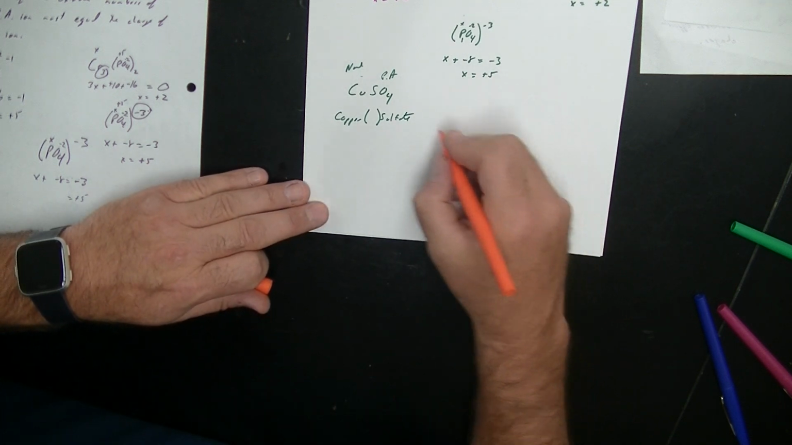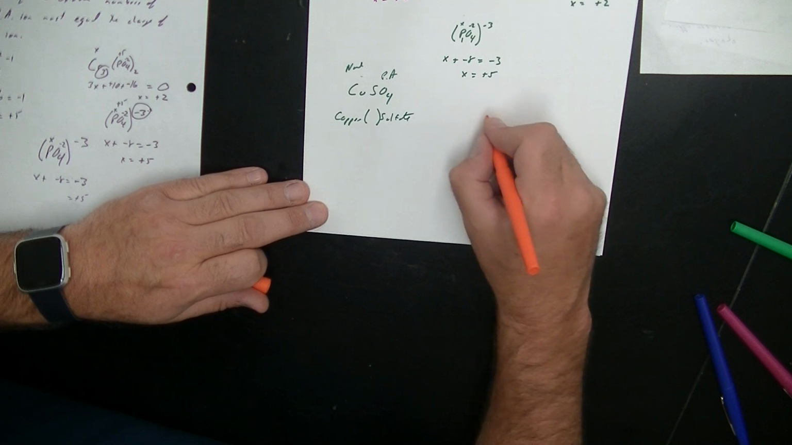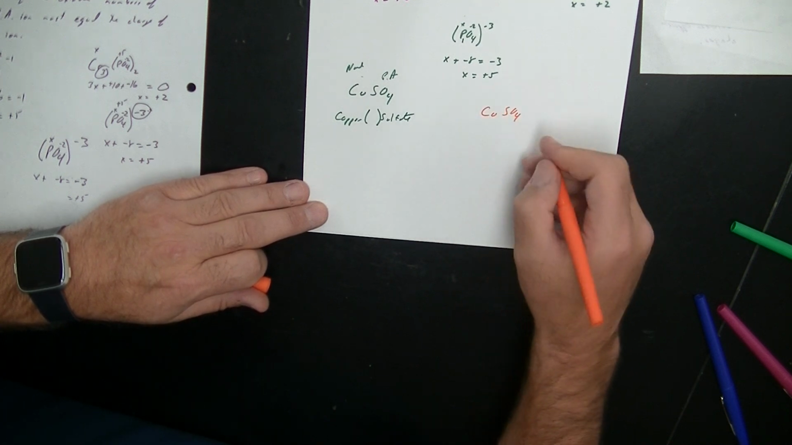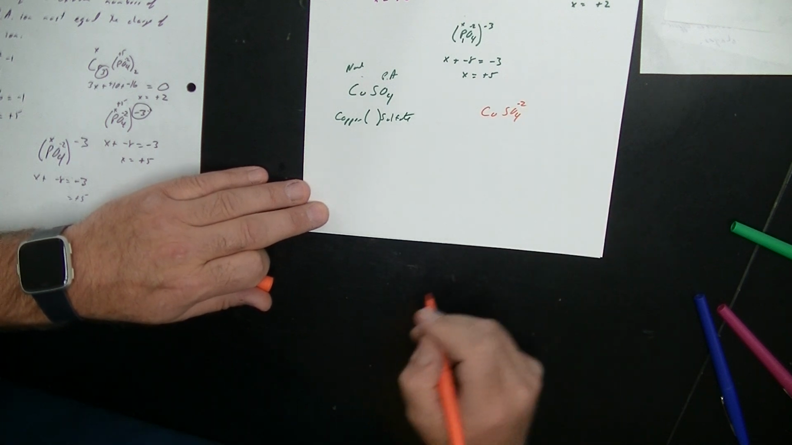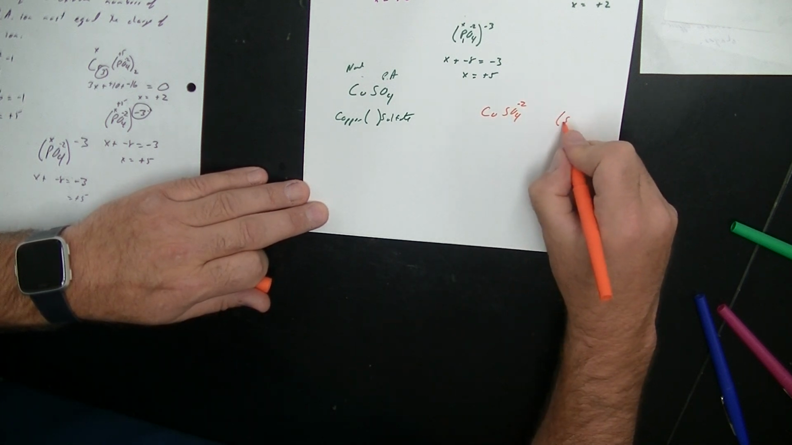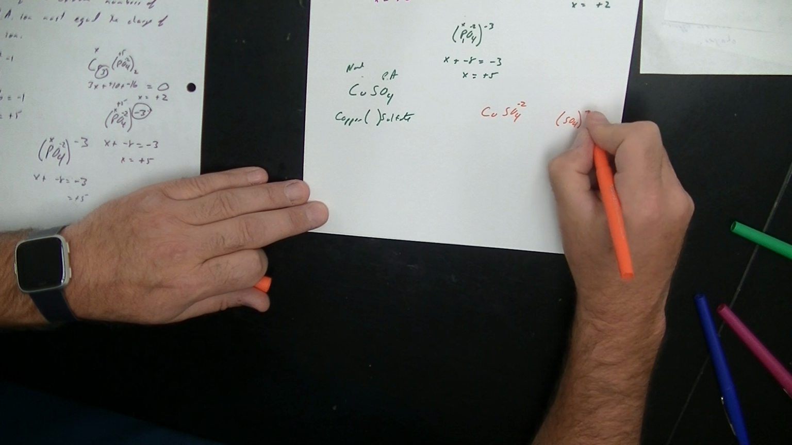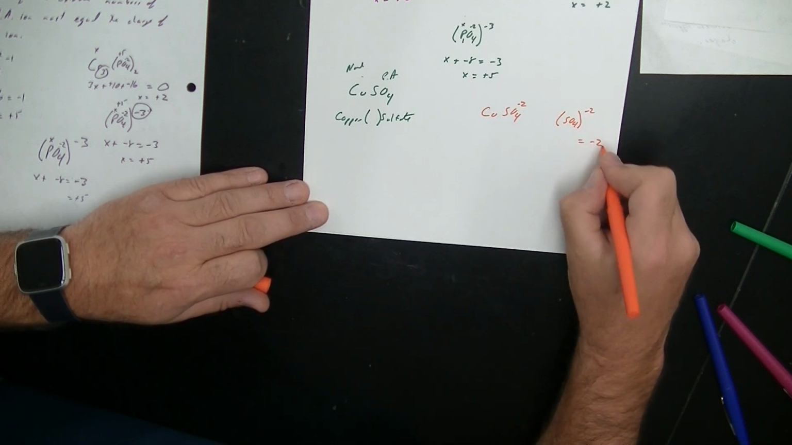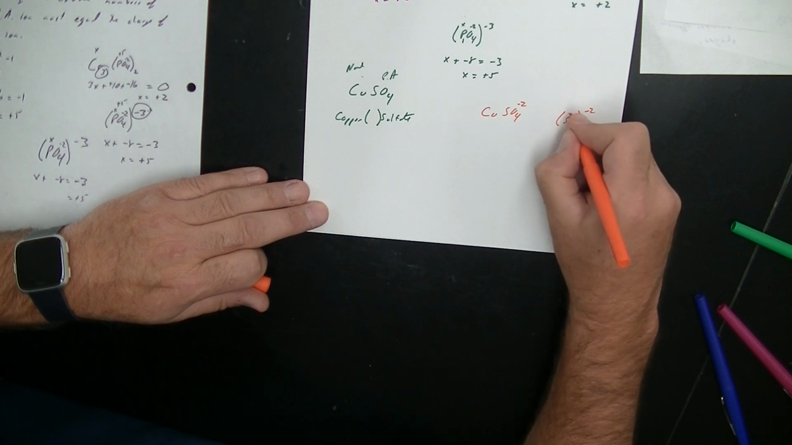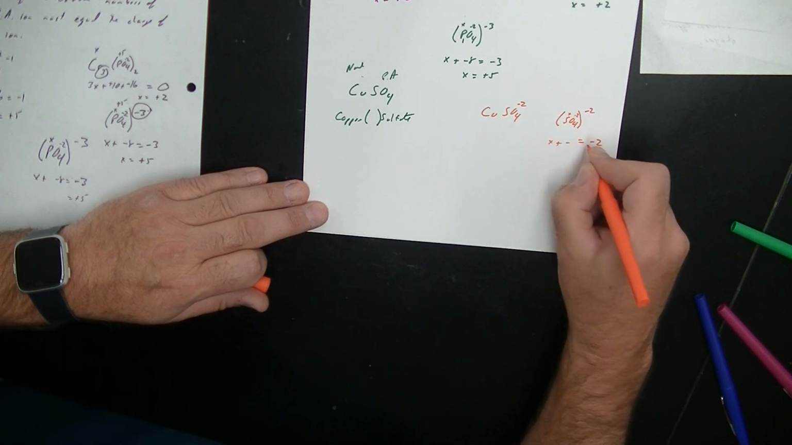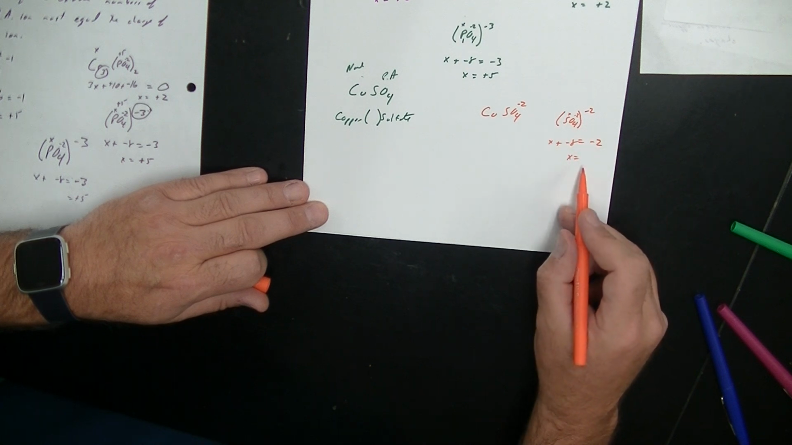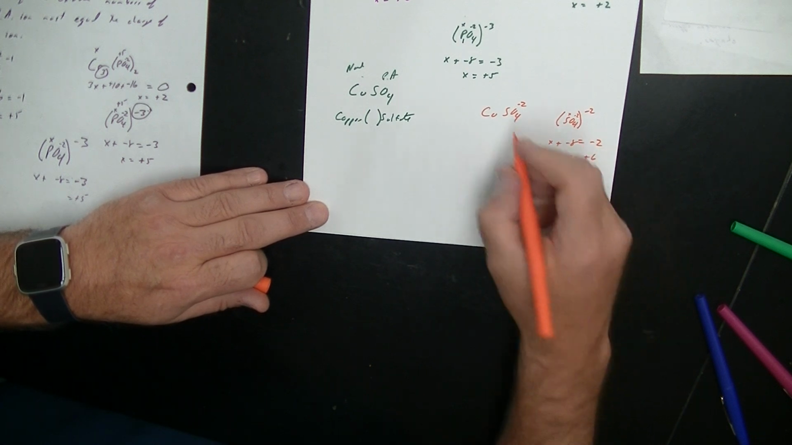So let's just go over here, CuSO4. There is no rule for copper, there is no rule for sulfur. We know that oxygen's -2. Sulfate is a polyatomic ion with a -2 charge. So everything in here has to equal -2. So we get x plus -8 equals -2. So x is equaling +6.